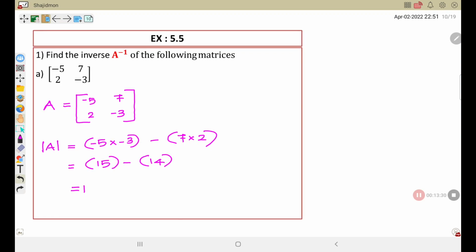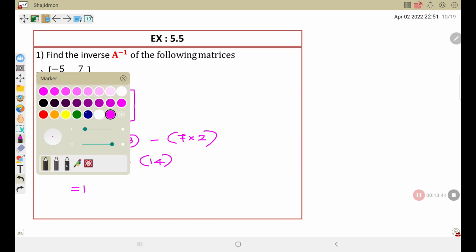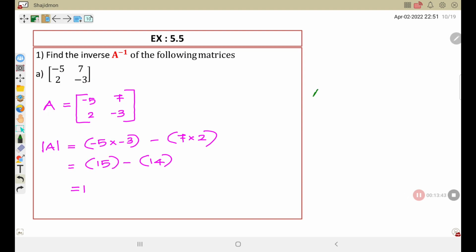Determinant equal to 1. The determinant should not be equal to 0. If it is 0, A inverse does not exist, the matrix is not invertible, correct? Now we write the inverse of this matrix. A inverse equals 1 divided by determinant of A. The determinant of A is 1. Multiply by the matrix with main diagonal numbers interchanged.